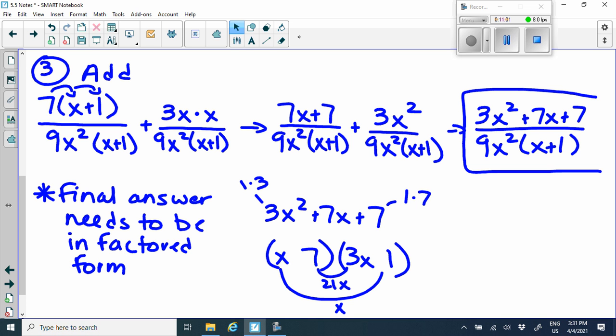Make sure you watch the next part. We're just going to continue to add and subtract rationals that don't have a common denominator.